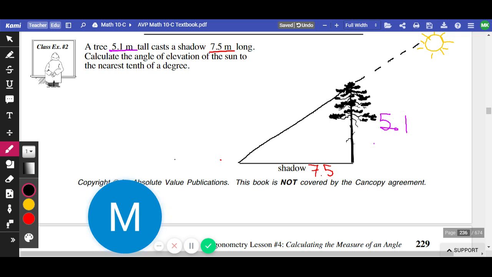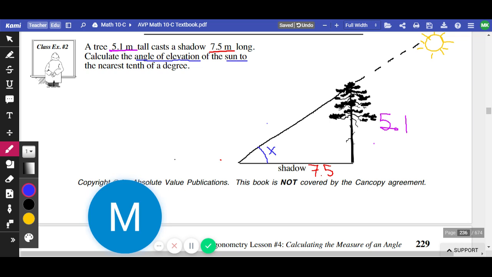Perfect. We keep reading the question. It says, calculate the angle of elevation of the sun to the nearest tenth of a degree. Angle of elevation means you should be connected to a horizontal line and go upwards. In this question, the angle of elevation is right here. Horizontal line, upwards to the sun. See how that works? Now that you know what you're looking for, I like to call that thing x. Now I can solve that problem.